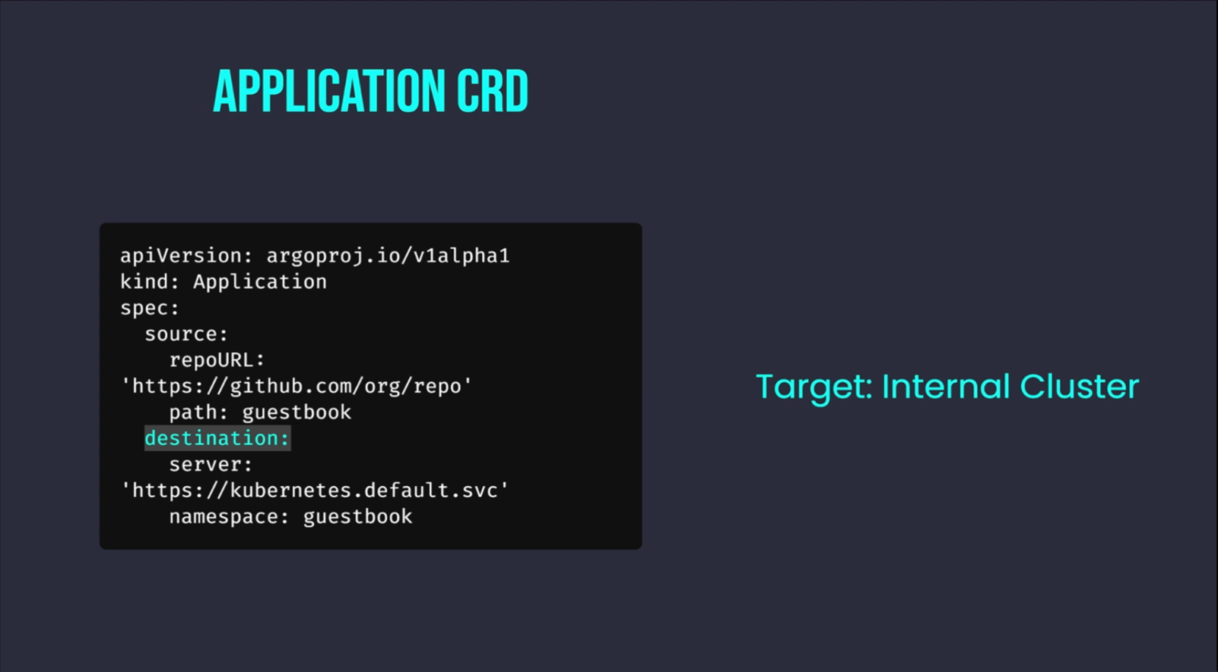The spec.destination block requires the target cluster server URL and the namespace where the resources should be deployed. If deploying to the cluster where ArgoCD runs, use the internal Kubernetes service address, kubernetes.default.svc. Ensure the Application CRD is committed to the Git repository itself, enabling GitOps management of ArgoCD configurations.